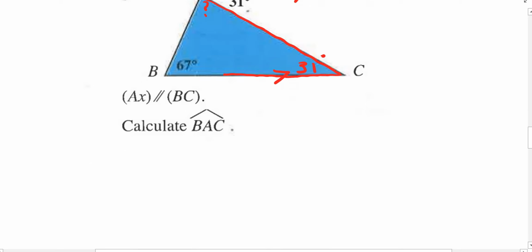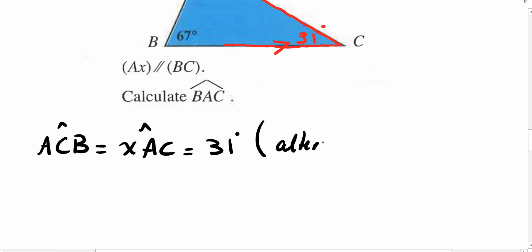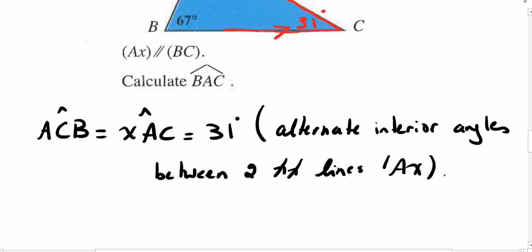So let's start by calculating angle C. So we say ACB is equal to XAC equals 31 degrees, and the reason is alternate interior angles between two parallel lines AX and BC.